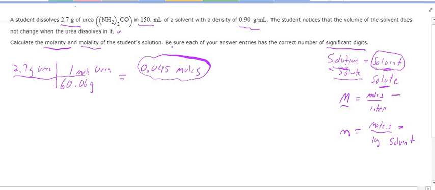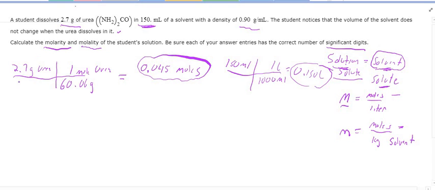Okay, so molarity is going to be easy. Remember, molarity is moles per liter. Here's the volume that I have, 150 mL. So let's just convert that into liters. I have 150 milliliters, and I know that there are 1,000 milliliters in 1 liter. So when I do that math, I have 0.150 liters.